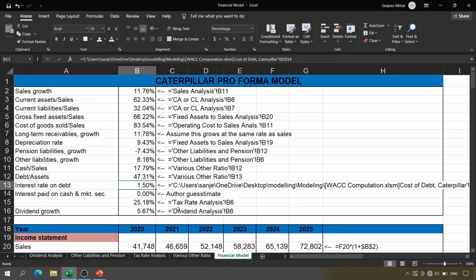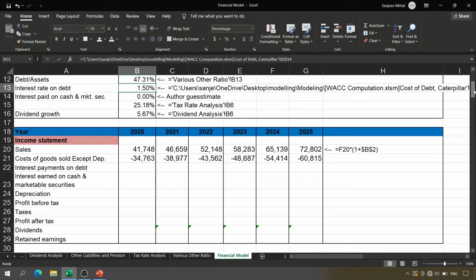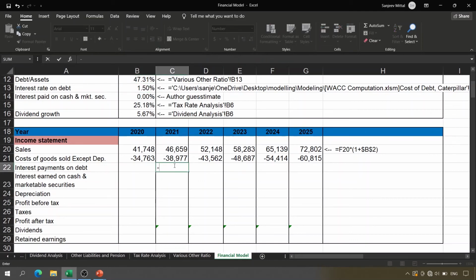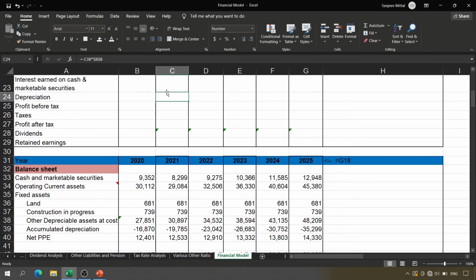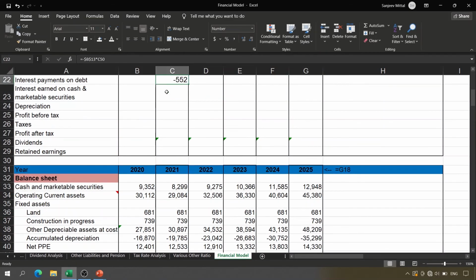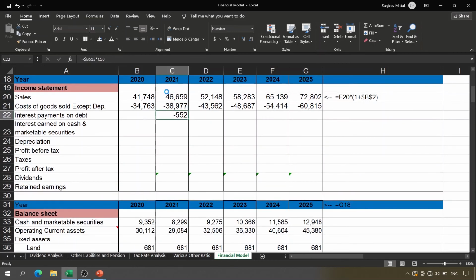Now, if we apply this interest rate of 1.5% on the debt we have computed, we shall simply get our interest on debt. I am writing a minus sign because we are showing these numbers as negative. So 1.5%, I am freezing this rate and then multiplying the same rate with our debt amount. Our debt amount, as we can see, is 36,881. Once we enter this, we will get our 552 interest payment on debt.